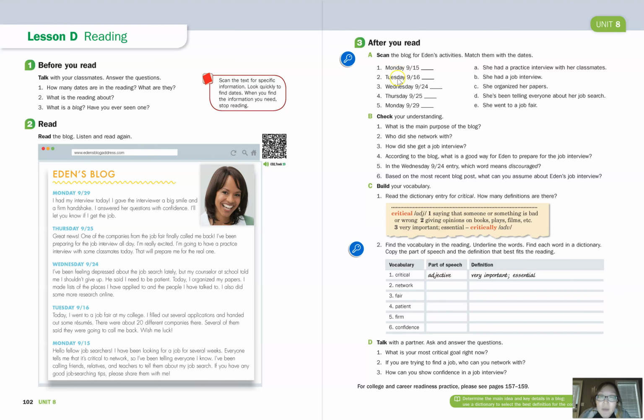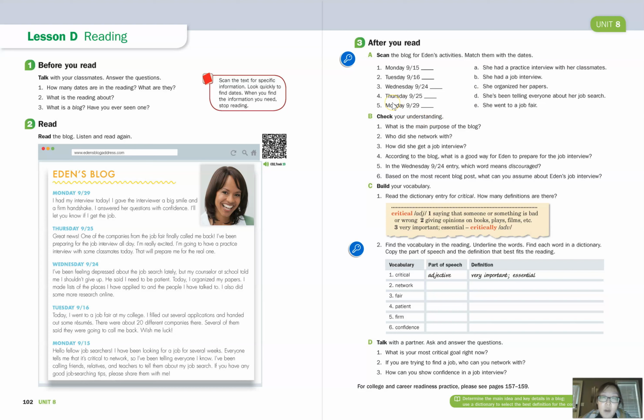Okay, and then number 2, what did she do on Tuesday, September 16th? Okay, and we can see that the answer is she went to a job fair. She went to a job fair on Tuesday, September 16th. Number 3, what did she do on Wednesday, September 24th? Okay, and the answer is she organized her papers. Okay, so letter C, she organized her papers on September 24th.